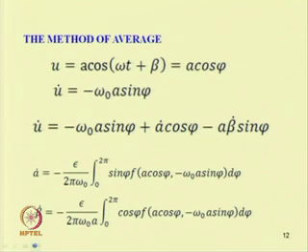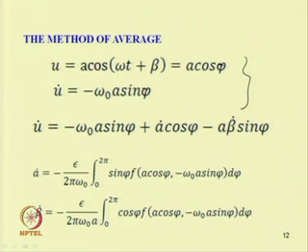Similarly, by using the method of averaging also one can find it. This is just a revision of the method of averaging, where we can use a solution u equal to A cos of omega t plus beta, and this omega t plus beta can be written in terms of phi, so this is equal to A cos phi. So, one can write the solution u equal to A cos phi, and the velocity in a simpler form equal to minus omega 0 A sin phi.